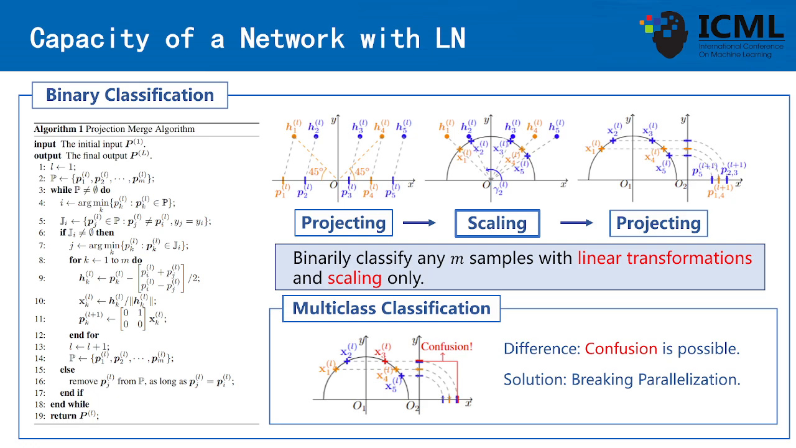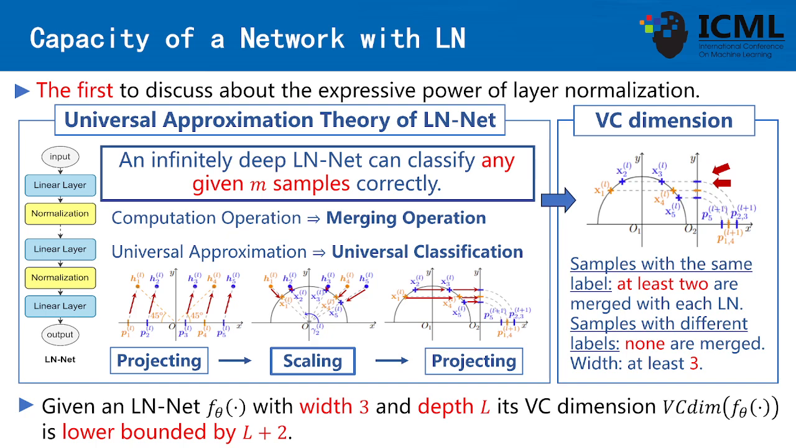In each step, we use layer normalization or scaling to merge 2 points from the same class. In the meanwhile, we ensure the samples from different classes are not merged. Therefore, for m samples, we can complete merging within O(m) steps, corresponding to an O(m) layers network.